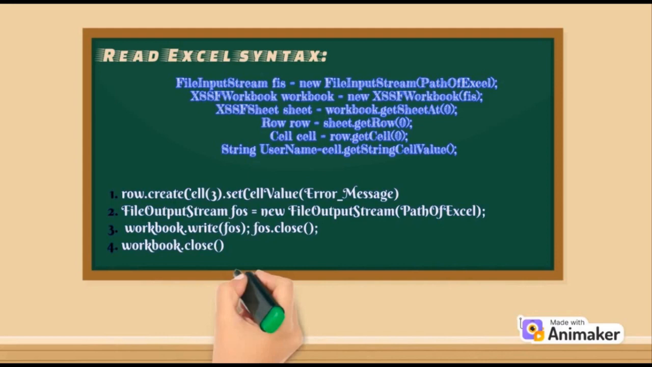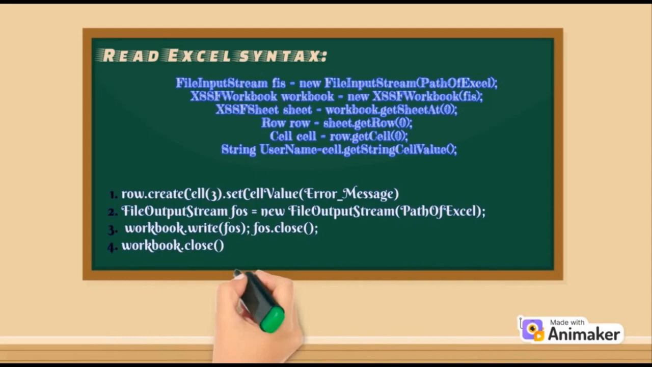So once you came to the sheet, the file has been initialized, the workbook has been initialized, the sheet has been initialized. Now let's come to the rows. Excel is in a table format. It's like rows and columns. So the first row will be called row 1, cell 1, meaning 1 comma 1.